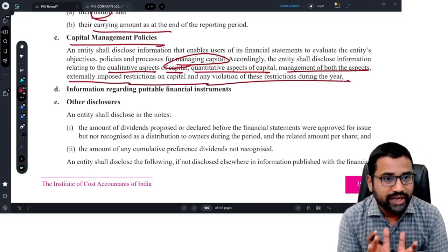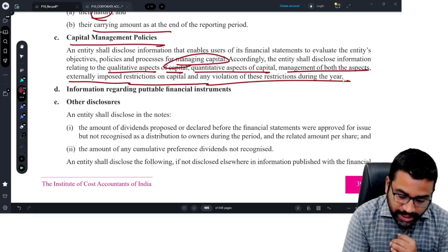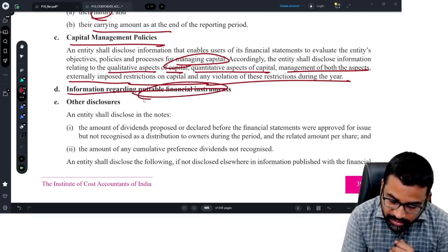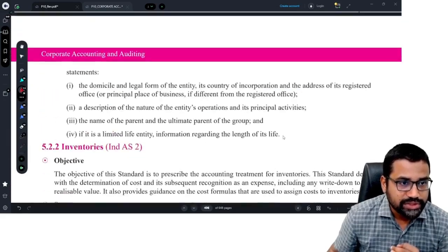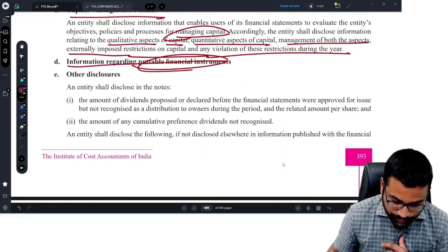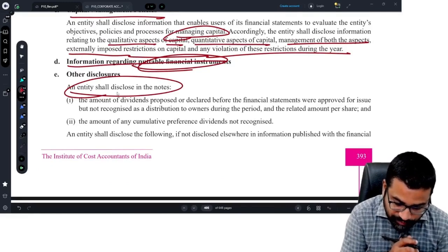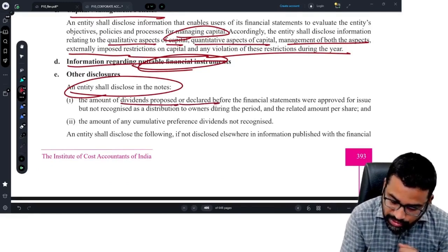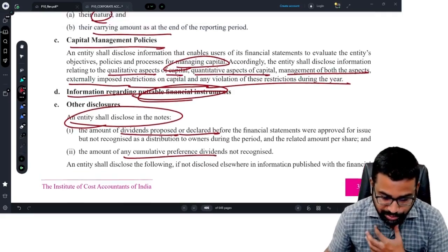So relating to share capital, what are the policies you are following? Disclose it. And other information regarding financial instruments you need to disclose, and other disclosures. Any other points you feel, you can disclose it. So these are the points. The entity shall disclose in the notes to accounts the following: the amounts of dividend proposed or declared, the amount of any cumulative preference dividend not recognized, not that much important.